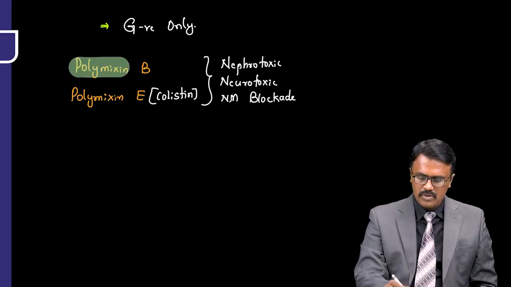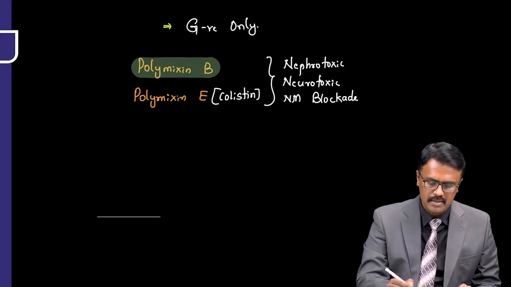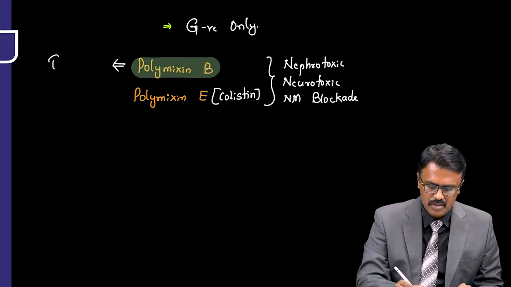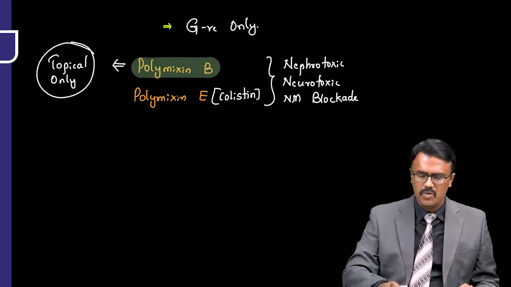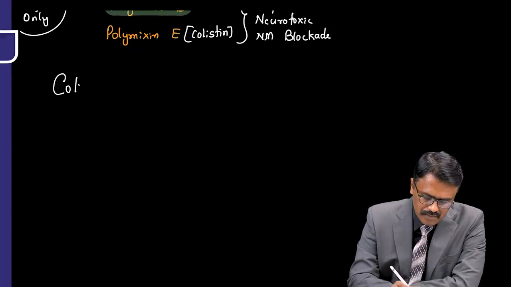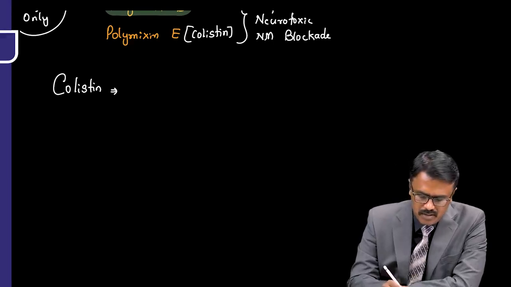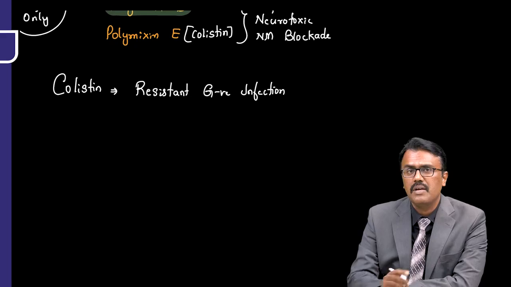Now, because of so much toxicity, polymyxin B is not used as a systemic drug. It is used as a topical drug only. So that is not used systemically. What is used systemically is colistin. Let me write about colistin, a very, very important drug. Colistin is used systemically in resistant cases only. It's like resistant gram-negative infection only. So it's one of the reserve drugs.